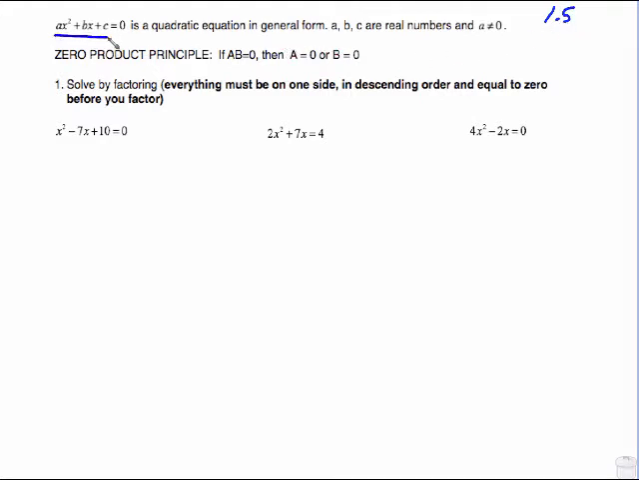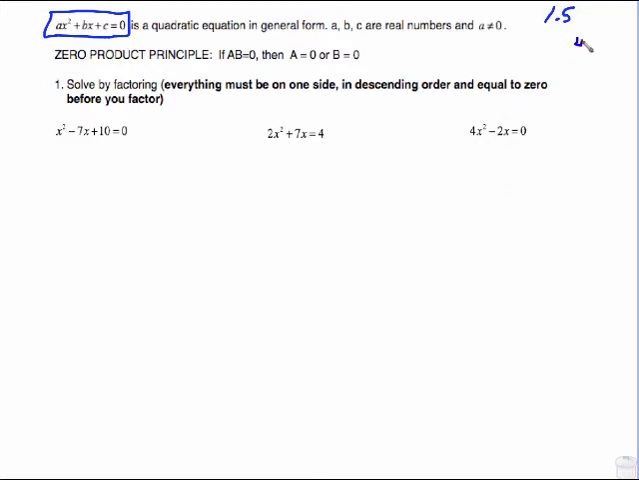ax squared plus bx plus c equals 0 is a quadratic equation in general form, where a, b, and c are real numbers and a does not equal 0. If a equaled 0, you wouldn't have an x squared term and then it wouldn't be a quadratic. Quadratic means your highest power is x squared. All of these are examples of quadratic equations.